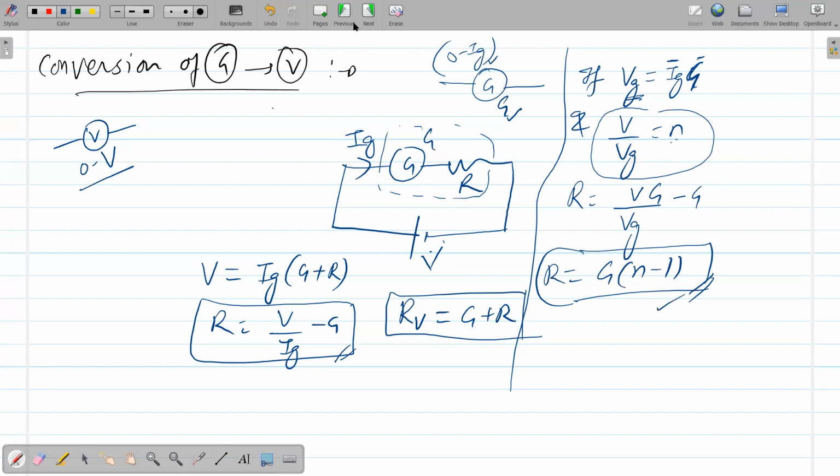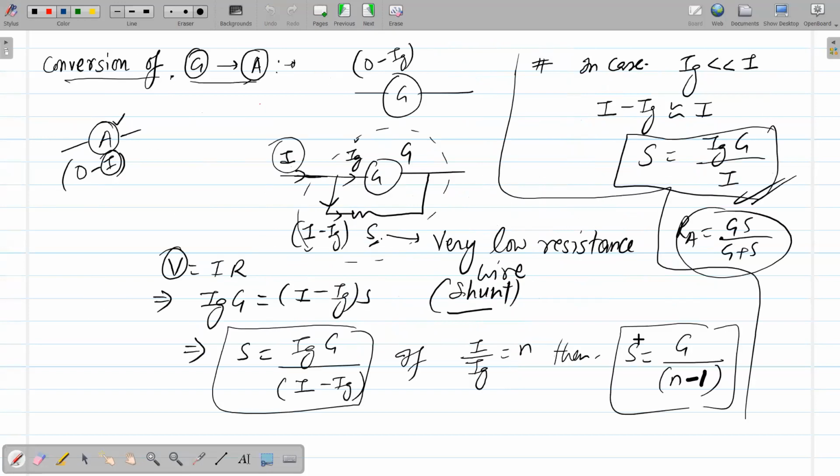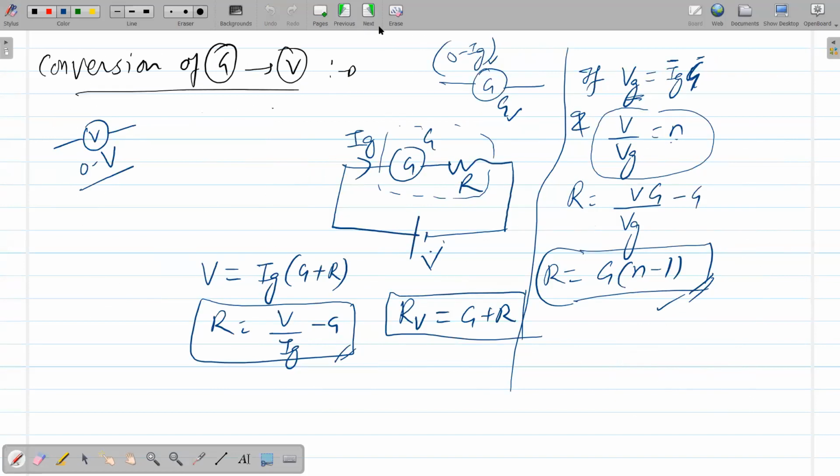We can remember this thing logically: in the last case, actually a low resistance wire is required, so that's why we divided G by N minus 1. And in this case, high resistance is required, so we are multiplying this G by N minus 1. We can remember this thing logically. Right, everyone?